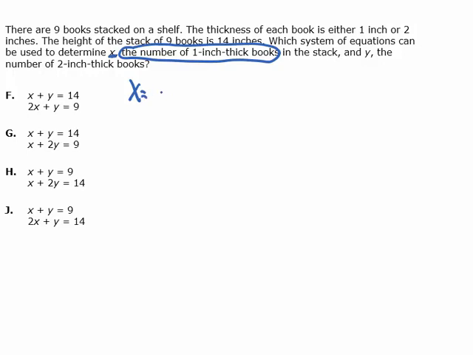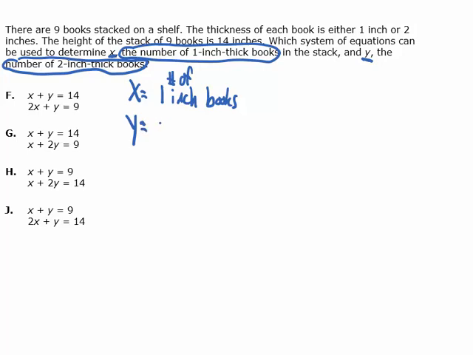X equals the number of 1-inch books in the stack, and y is the number of 2-inch books. Okay, that's really important. So y is equal to the number of 2-inch books.